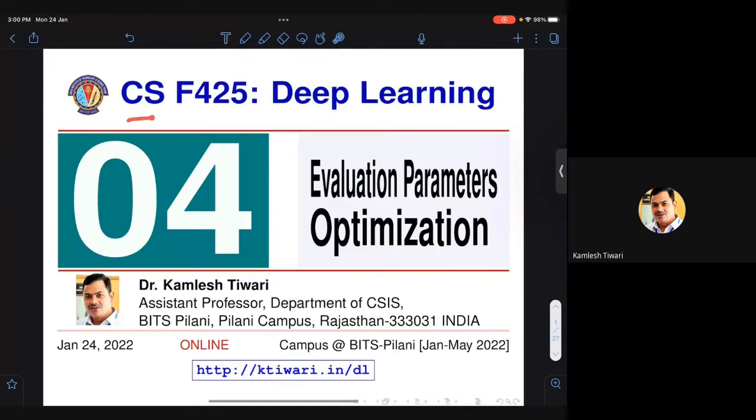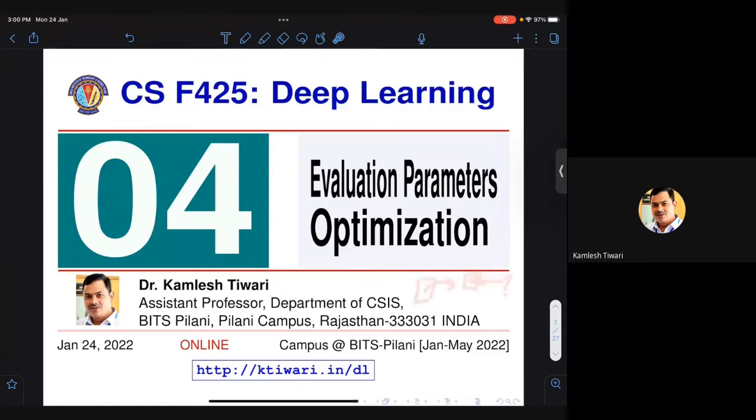So welcome once again. This is lecture number 4 of the deep learning course. And in this particular session, we are going to see what the evaluation parameters are, meaning if you have a data and on that data you develop a model, how good this particular model is.